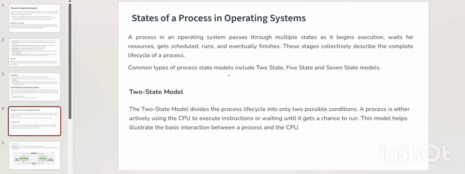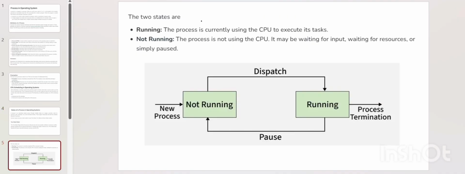Common types of process state models include 2 state, 5 state and 7 state models. Now let's talk about the 2 state model. As the name suggests, it has only 2 possible conditions. A process is either actively using the CPU to execute its instructions, or waiting until it gets a chance to run. This model helps illustrate the basic interaction between a process and a CPU.